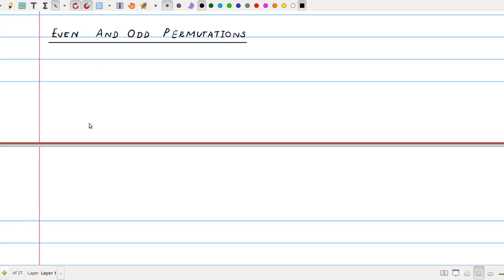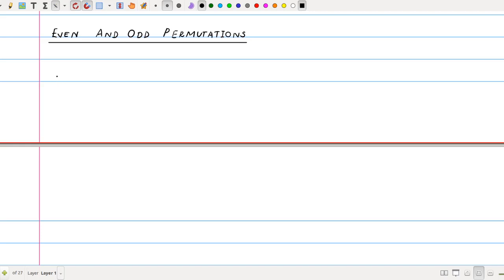Hello, today we discuss even and odd permutations. Using the properties of this permutation, we classify those into two categories: even permutations and odd permutations. Using this definition, we can see some interesting examples of subgroups of this permutation group Sn.